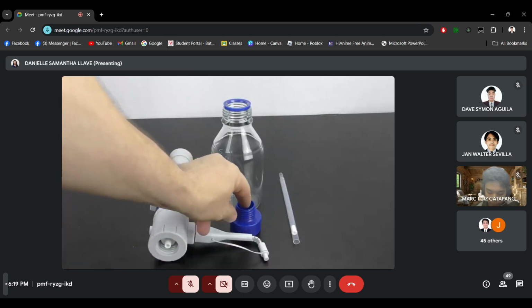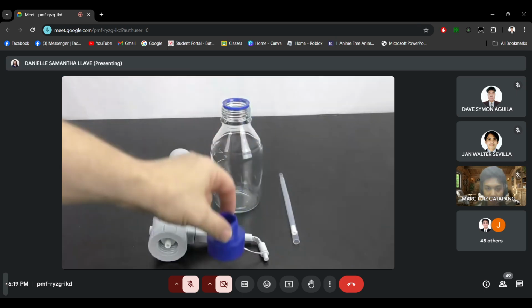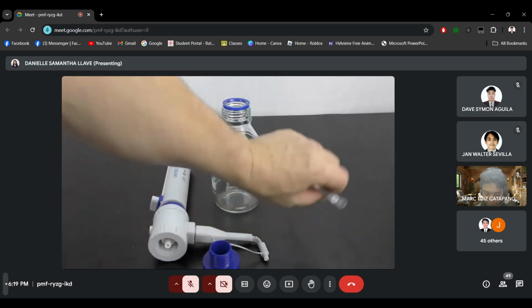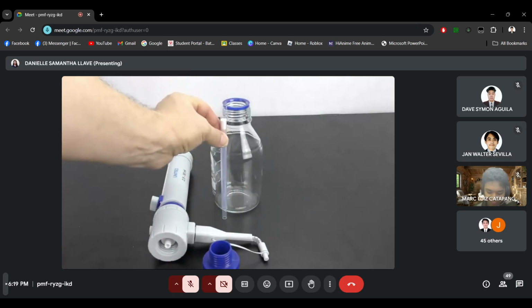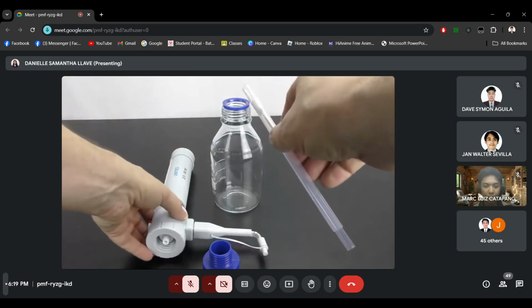I find the appropriate adapter that fits my media bottle. I adjusted the height of the straw so it reached just the bottom of the bottle. Then you just put them all together.